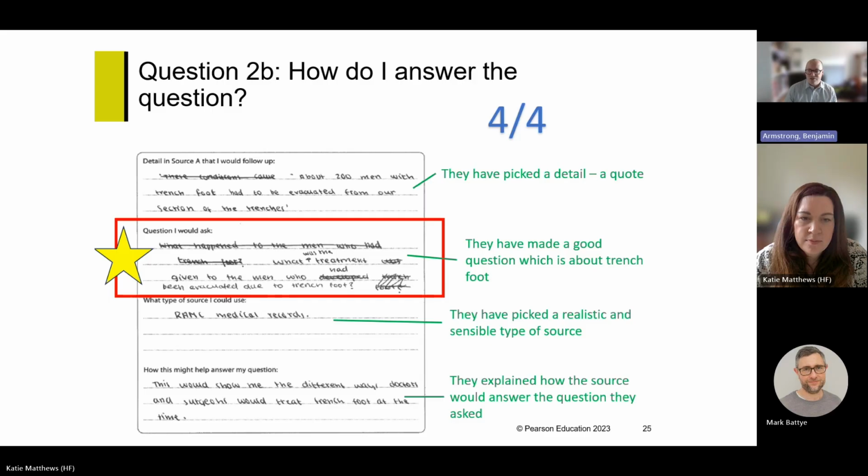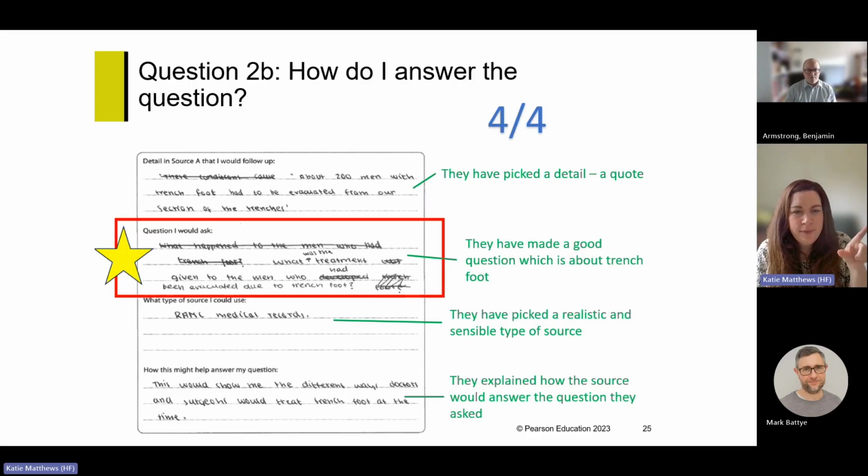How would this source help them answer the question? Well, in the last space, they've said this would show me the different way doctors and surgeons would treat trench foot at the time. Even though it's only a short answer, it shows what they're expecting to find in the source. And so it explains why the source they chose is relevant for their question. Really lovely example there, and you can see that focus on the question throughout.